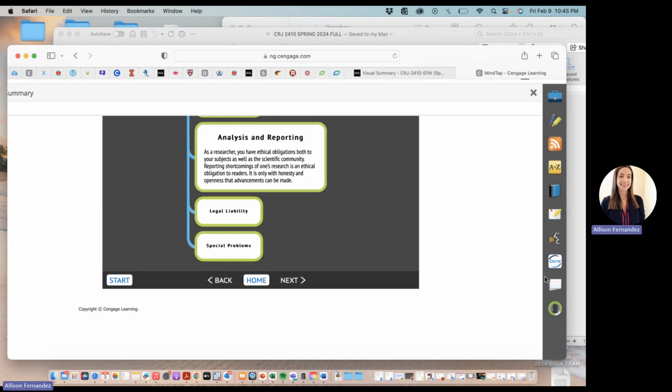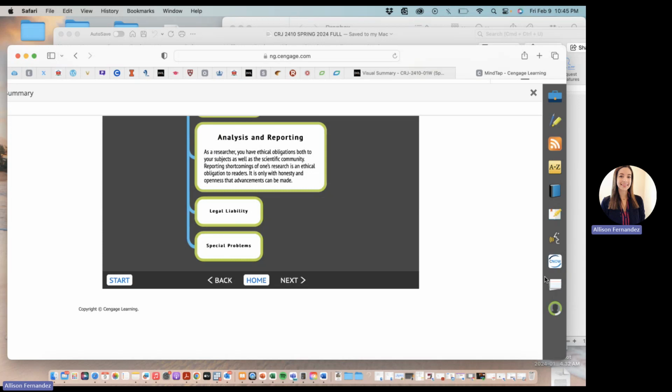All right, another part of ethical considerations in criminal justice research is analysis and reporting. So usually part of any research article is going to be a limitations section. And a limitations section just makes shortcomings known to readers. It might be funny to think about, but you have to do this.